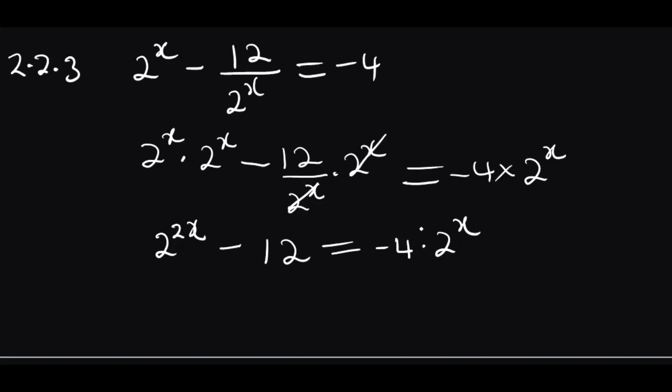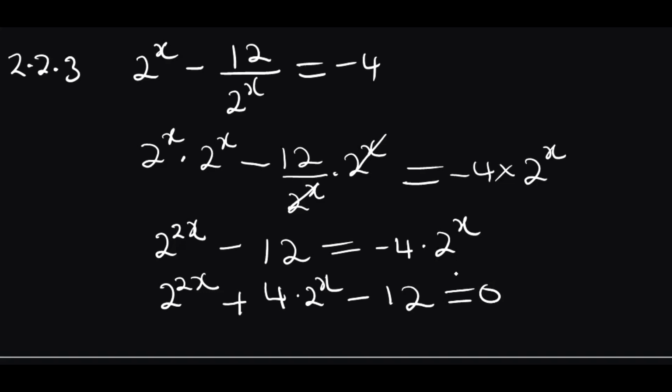Now let us transpose this. If we transpose this, we will have 2 to the power 2x plus 4 times 2 to the power x minus 12. That is equals to 0.